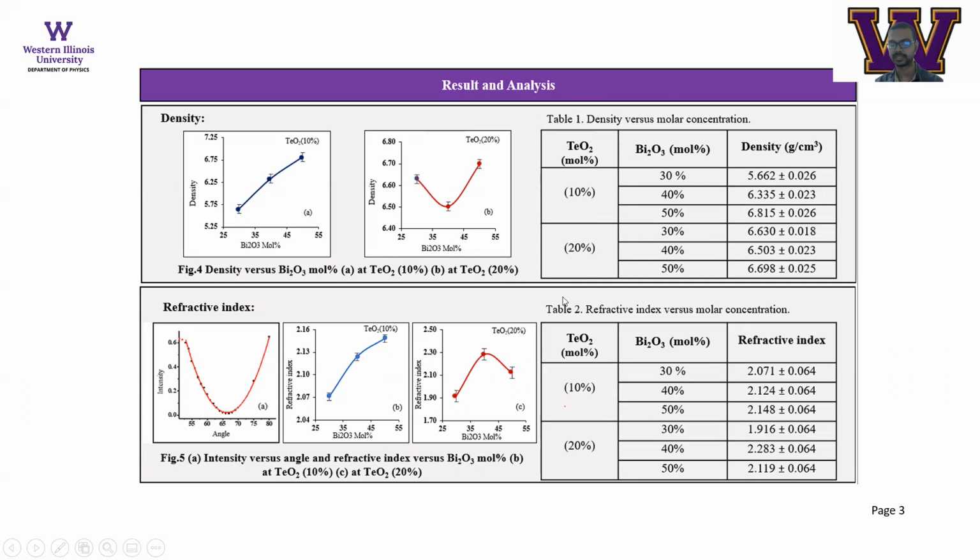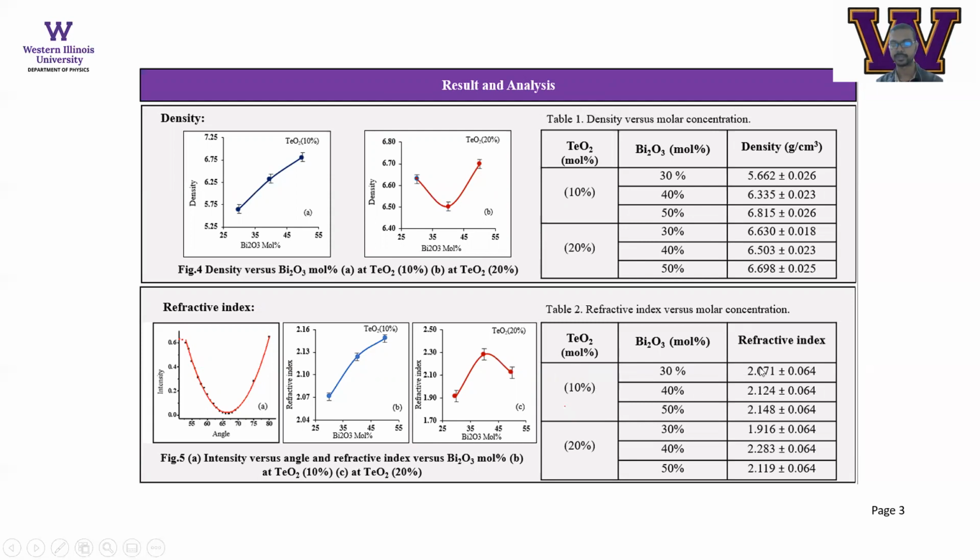Similarly, for refractive index measurement, first we have to calculate Brewster's angle. This is a symbolic graph for measuring Brewster's angle. We can see that when the intensity is lowest, we call it Brewster's angle. In this picture, we can see that Brewster's angle is 66. So we insert this 66 value in our equations and we get our refractive index.